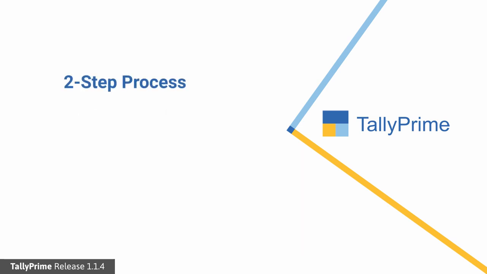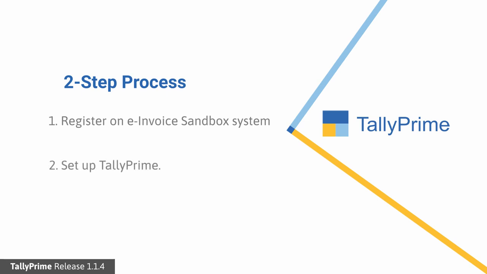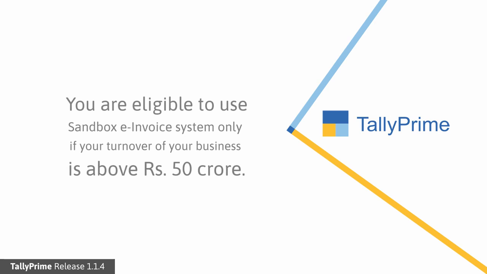The process of experiencing e-invoicing on e-invoice sandbox system using TallyPrime requires 2 steps. The first step is a one-time registration for generating sandbox credentials on the e-invoice API testing system. Before you proceed, it is important to know that you can generate your sandbox credentials only if your business is eligible for e-invoicing with turnover exceeding Rs 50 crore, which is the eligibility criteria.